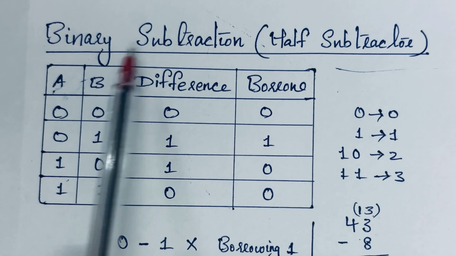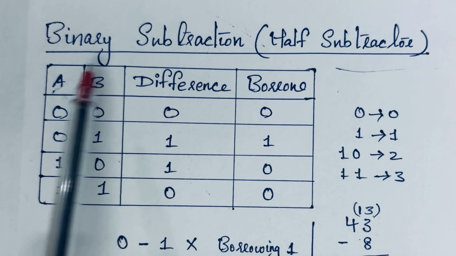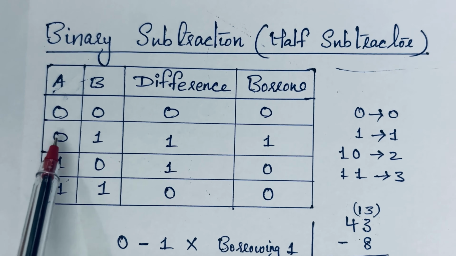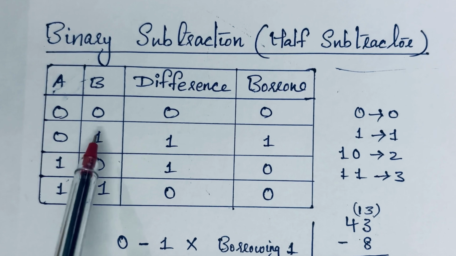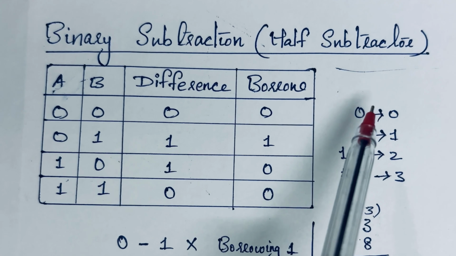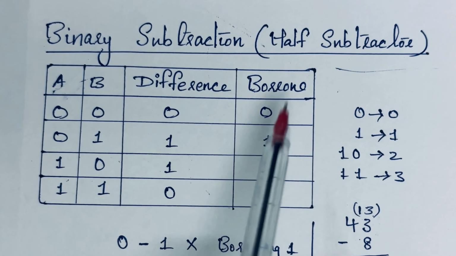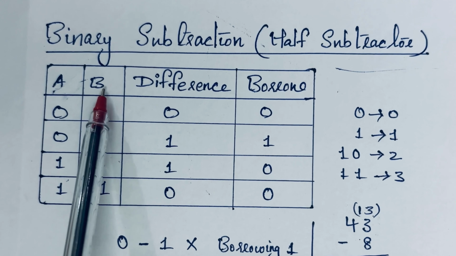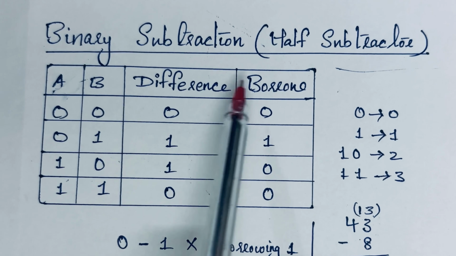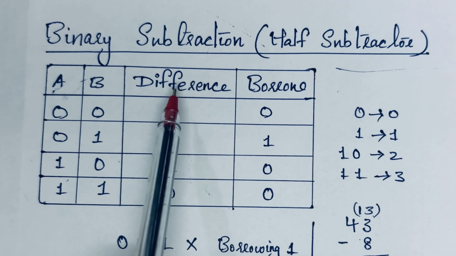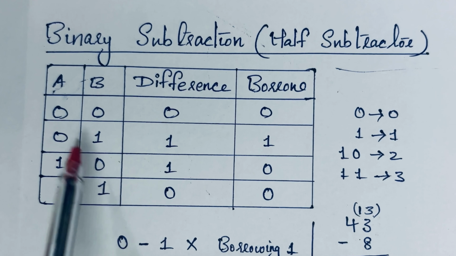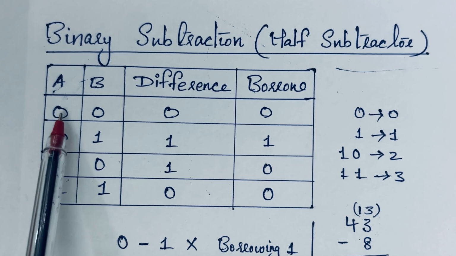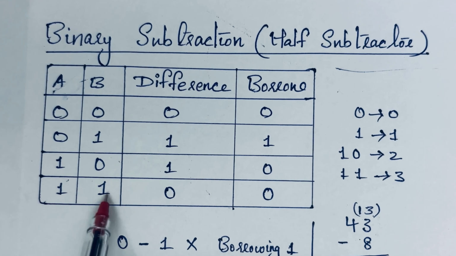Now we will see the binary subtraction. Here also, if a circuit performs 2-bit subtraction, that is known as half subtractor, and a circuit that performs 3-bit subtraction is known as full subtractor. Now this is the truth table for half subtractor. Two input bits we are considering, A and B, and there are two outputs for the subtractor, difference and borrow. Since we are considering two input bits, 4 combinations are possible: 0 0, 0 1, 1 0, 1 1.